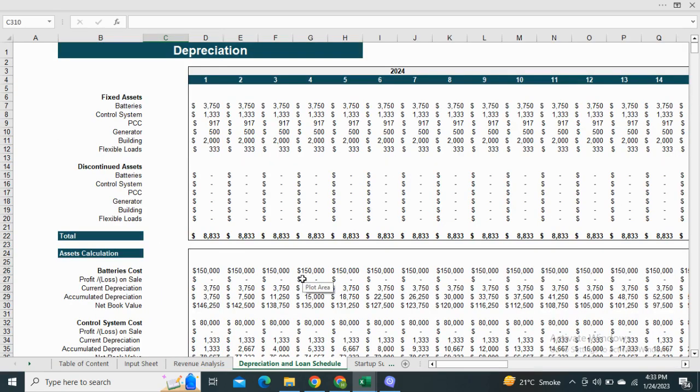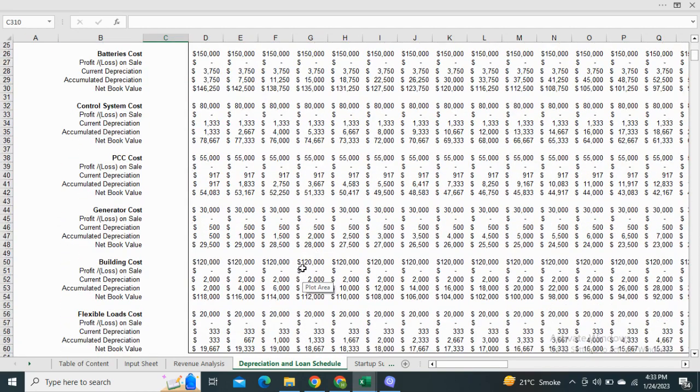Moving on to the depreciation and loan amortization schedule. Depreciation shows the reduction in the value of your assets for the next 5 years, and the loan amortization schedule shows monthly principal and interest payments.